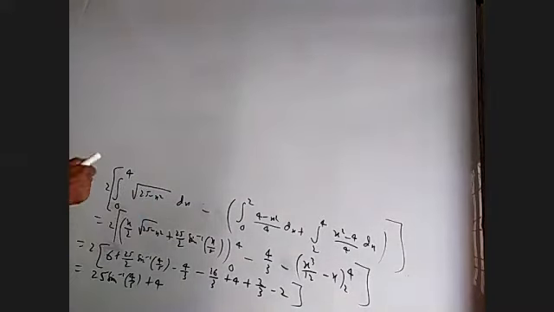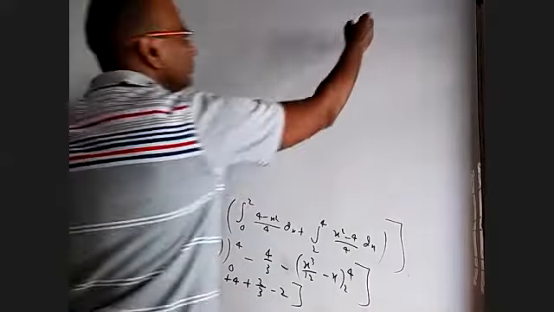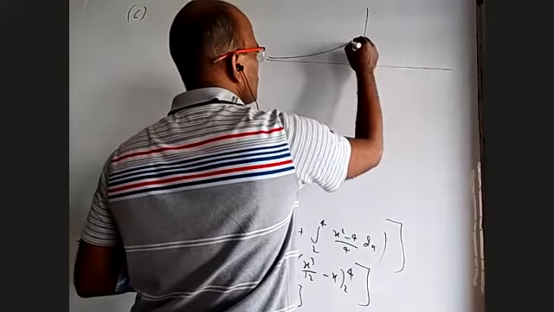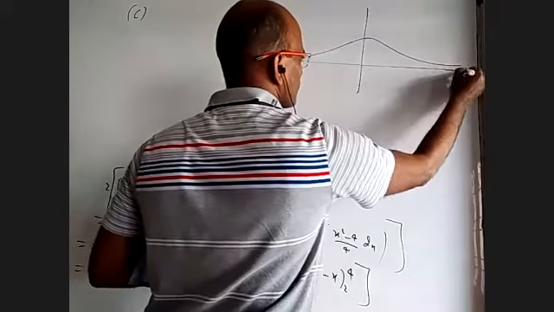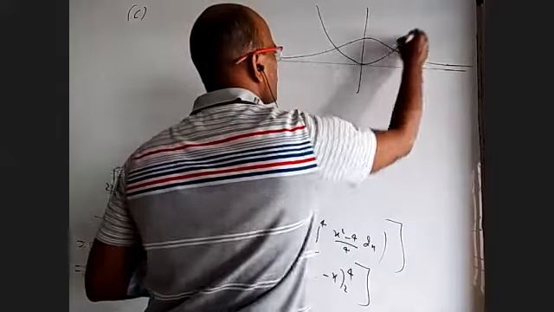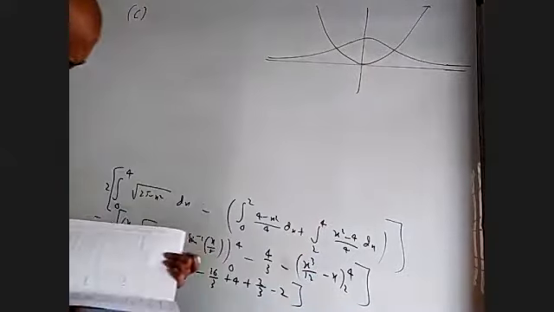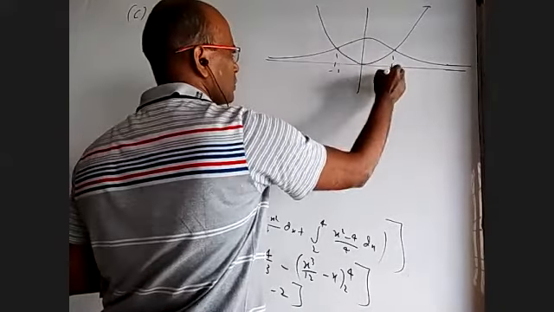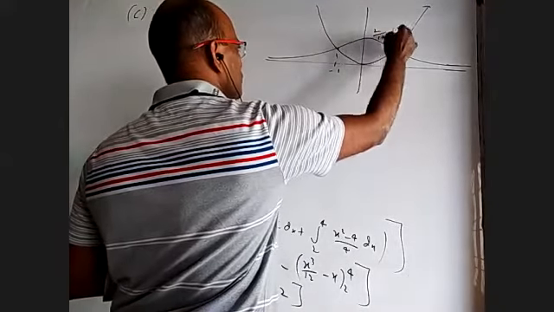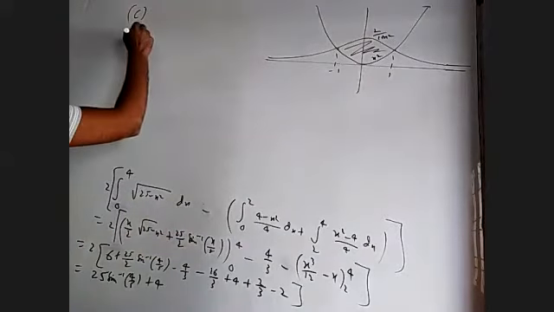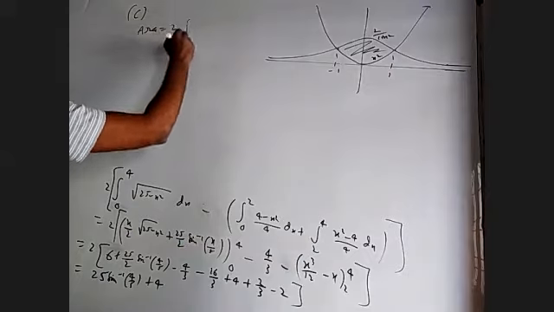Third one, I think, is easy. We've done this question earlier. Y equal to 2 by 1 plus x square is this, and x square is this, and both are intersecting at 1 and minus 1. This is minus 1, this is 1, this is 2 by 1 plus x square, this is x square. We want this. So the area is equal to 2 times the integral from 0 to 1.